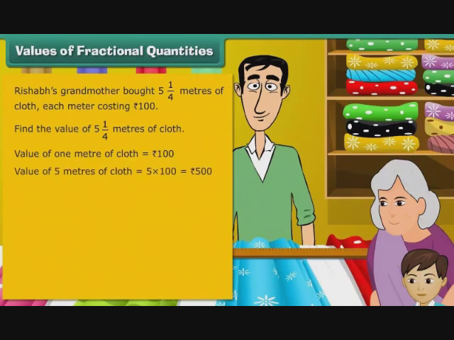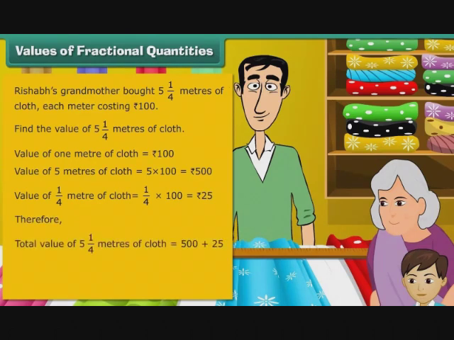Value of 5 meters of cloth is equal to 5 multiplied by 100, which is equal to rupees 500. Value of 1/4 meter of cloth is equal to 1/4 multiplied by 100, which is equal to rupees 25. Therefore, total value of 5 and 1/4 meters of cloth is 500 plus 25, which is equal to rupees 525.